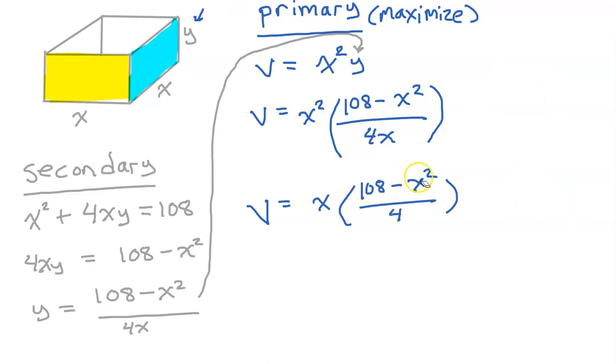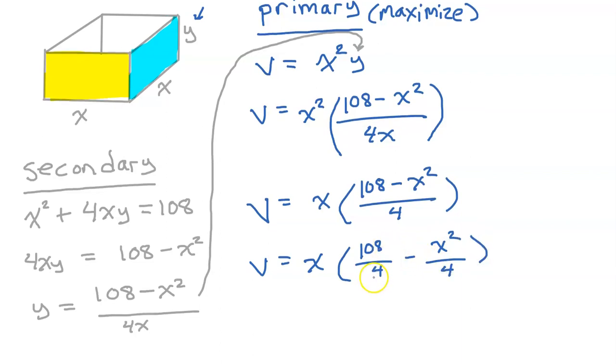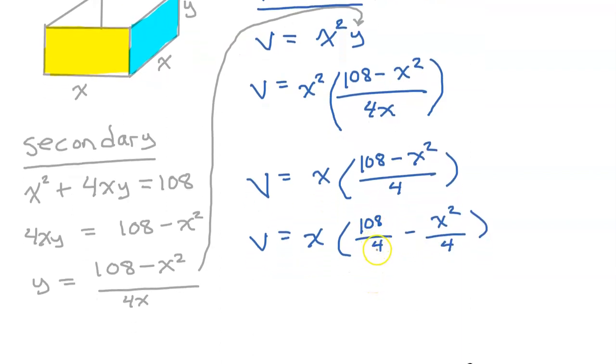Well, it's a minus b over c. Same deal. You know what I'm talking about. So I'm going to have x, and then I'm going to split this up into two fractions. So this would be like 108 over 4 minus x squared over 4. All right, that's my a plus b over c rule. What is 108 divided by 4 anyway?